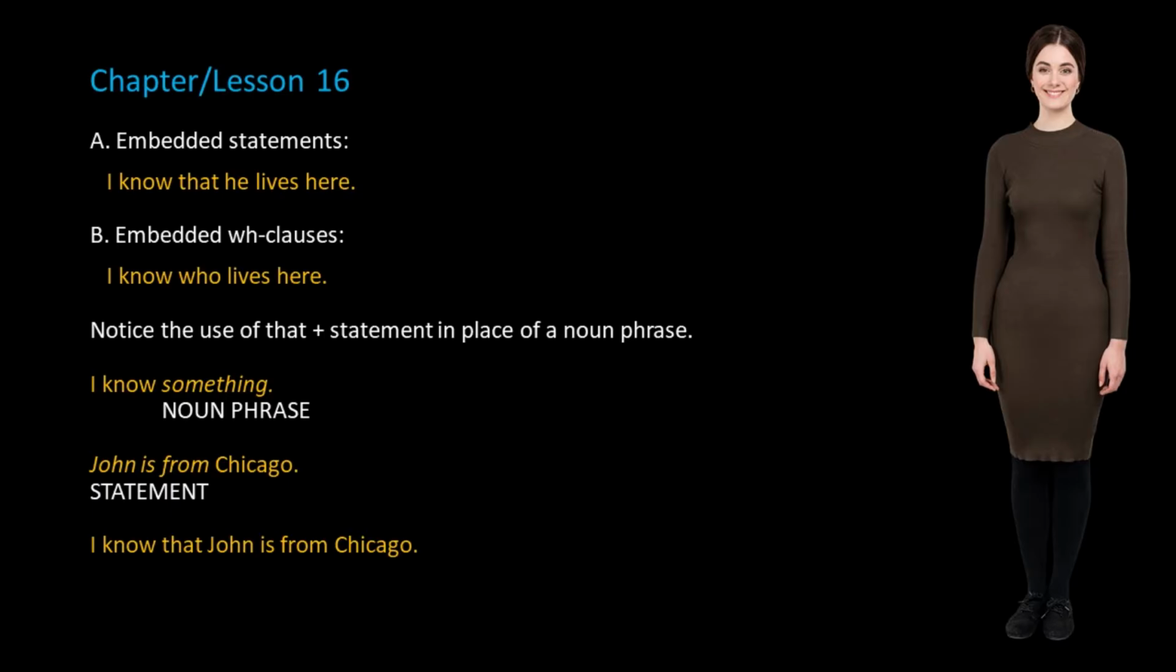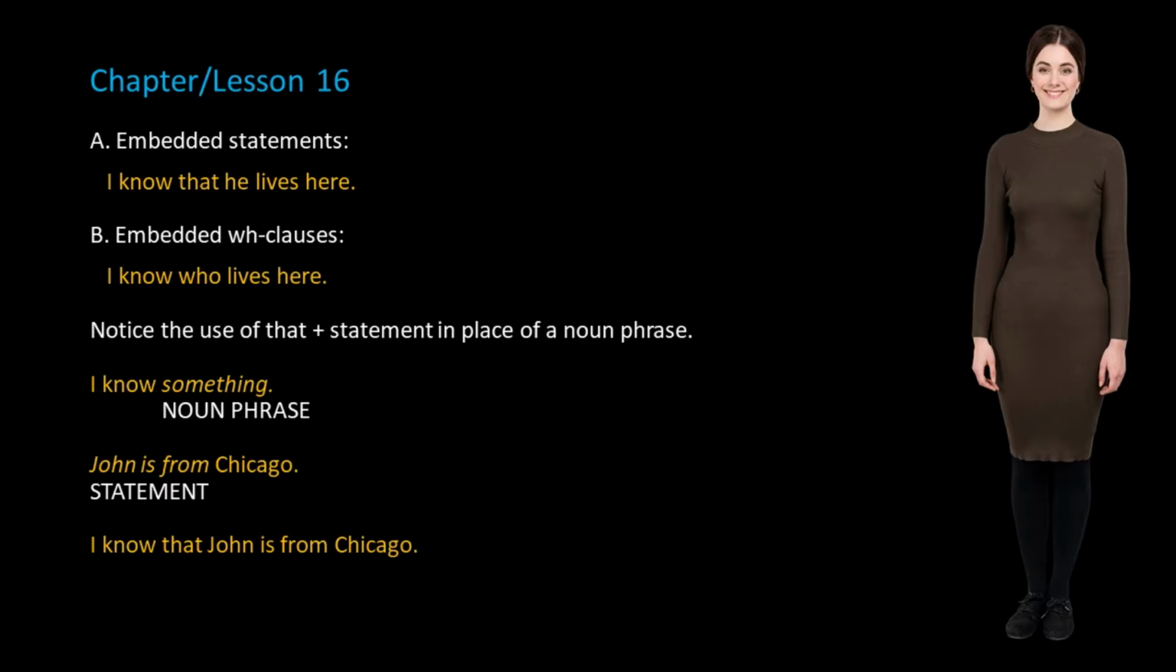A. Embedded statements. For example, I know that he lives here. B. Embedded WH clauses. For example, I know who lives here. Now, notice the use of that plus statement in place of a noun phrase.